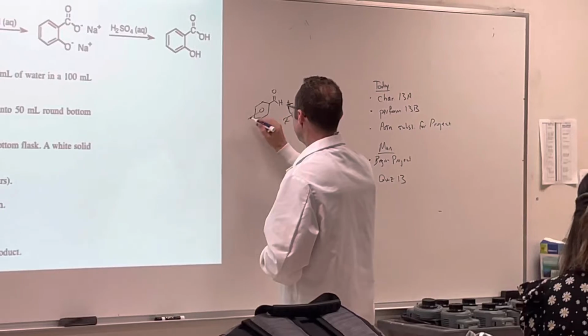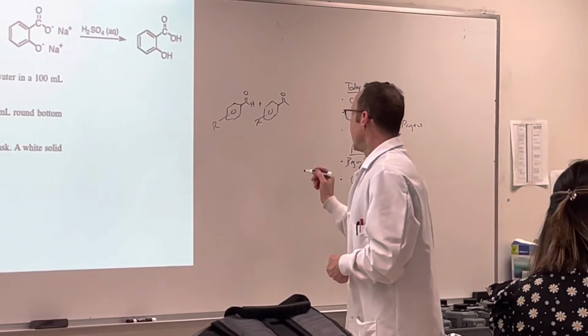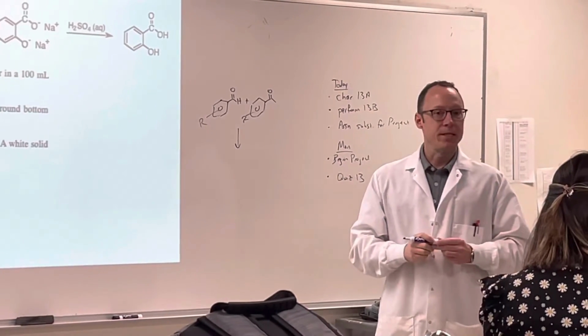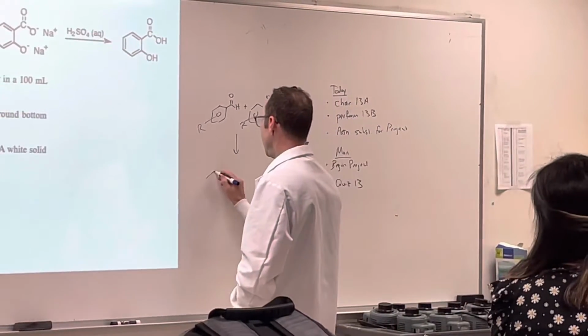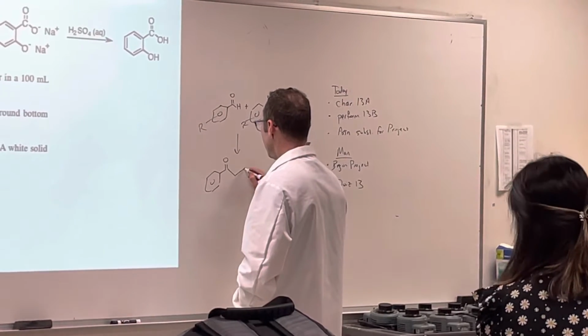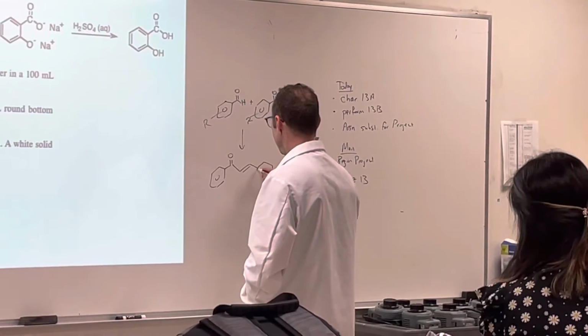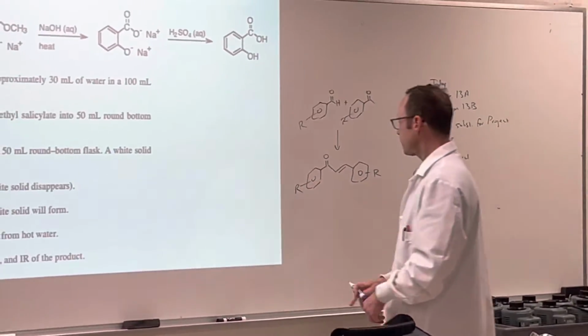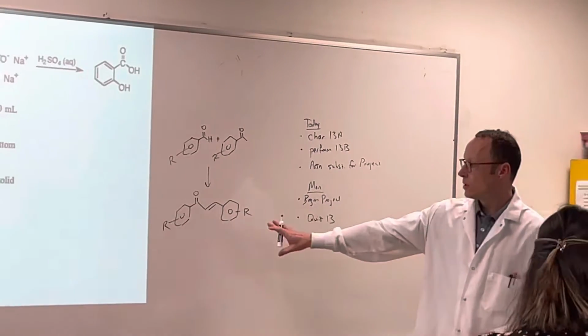And they will be differentially substituted. And the goal of part one, anyway, is to make what's called a chalcone. And this will occur through an aldol reaction. So your chalcone is going to look something like that.